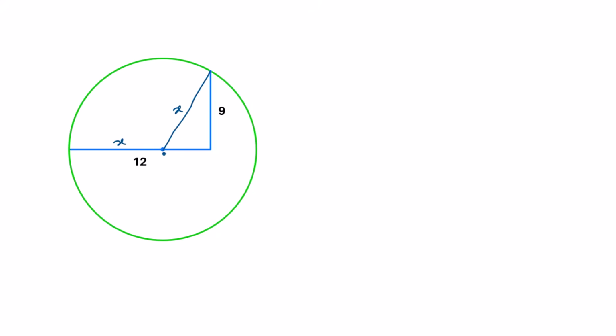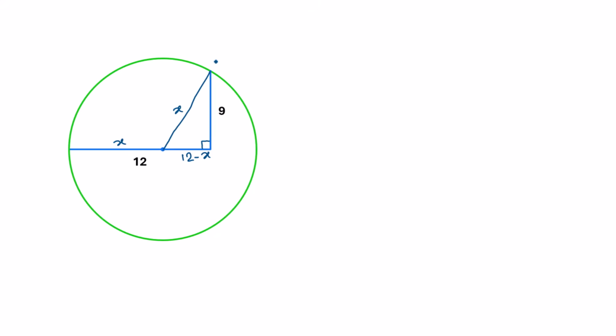But the total line is 12 unit. So the rest of this segment is 12 minus x, because this is x and the whole line is 12. So this length will be 12 minus x unit. And this line we have been given is 9 unit. As this line is perpendicular, this angle is 90 degree.